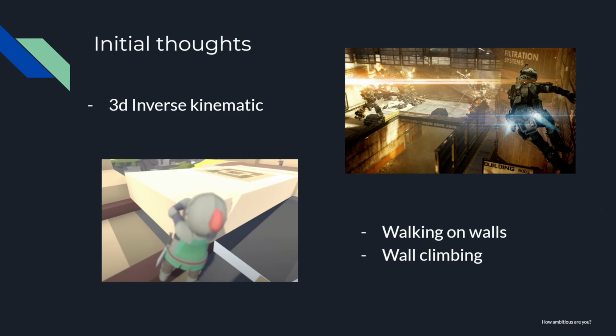So first of all, my initial thought for my project was to do 3D inverse kinematics to formulate a simulation of walking, where the IK takes care of the limbs and rotates them to a specific degree to achieve certain target points. And I was thinking about making a character that's walking on walls or even wall climbing.